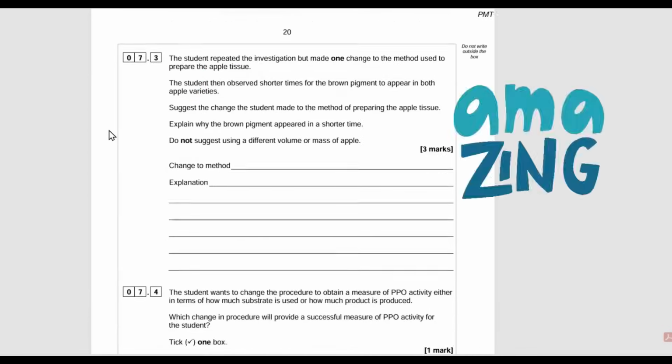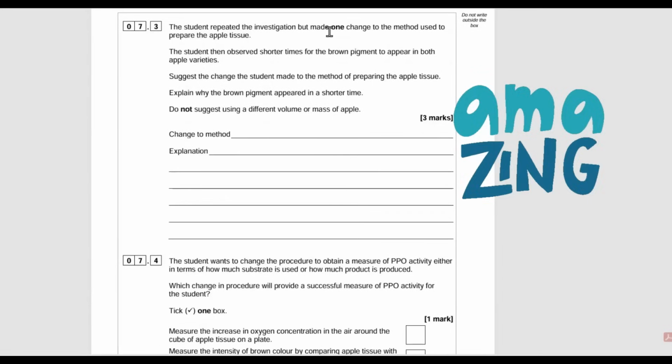Okay, let's zing on. 7.3. The student repeated the investigation but made one change to the method used to prepare the apple tissue.